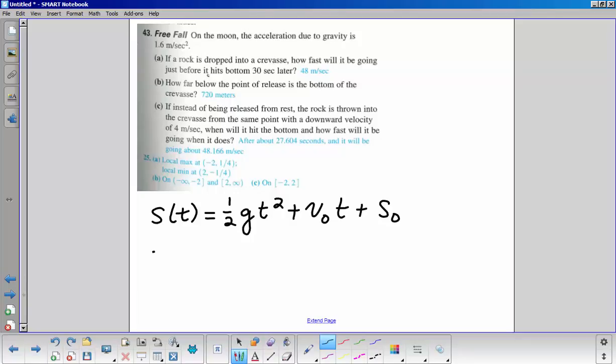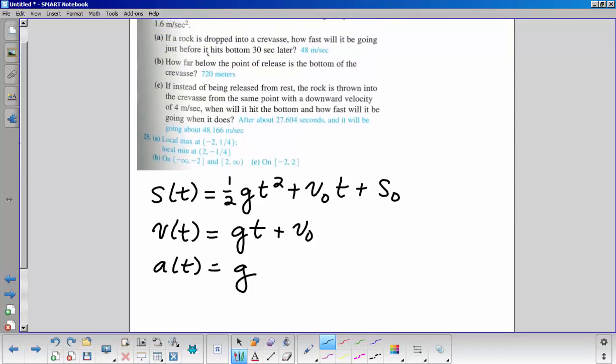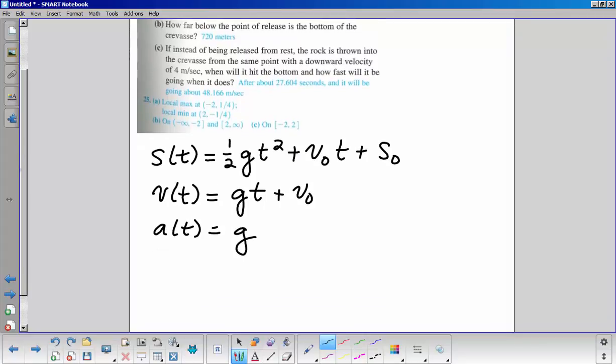Well, but then what would the velocity equation be? T plus v original, right? And then the acceleration equation would just be g, right? So we want to know if a rock is dropped, how fast will it be going just before it hits the bottom 30 seconds later? So for part A, we have 30 seconds, and you went 1.6 meters per second squared times 30? And what do you get? Because that's the constant acceleration, right? Times the time will give you the velocity.